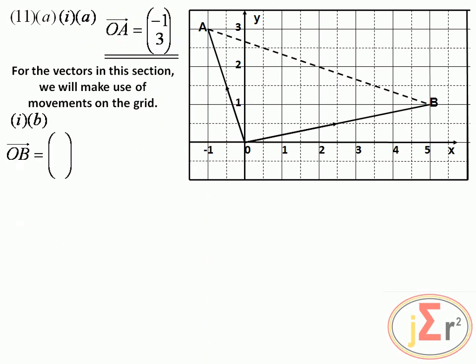What about OB? X movement: 1, 2, 3, 4, 5. Although we can plainly see that it is 5, we are just counting 5 to get our minds prepared for when we are not beginning at the origin. So 5, and then we go up by 1. So 5 there, and then 1 there. So 5, 1.